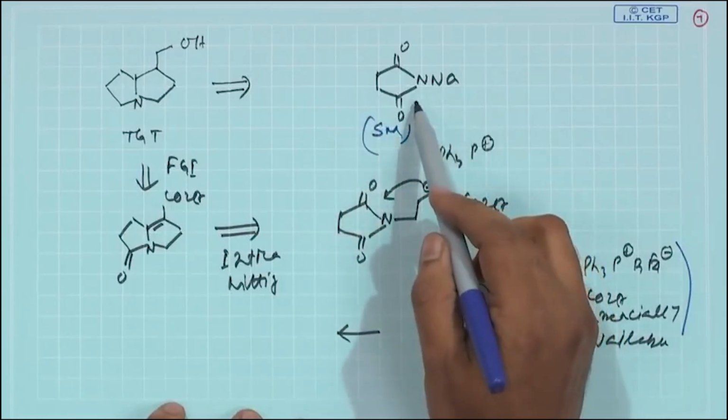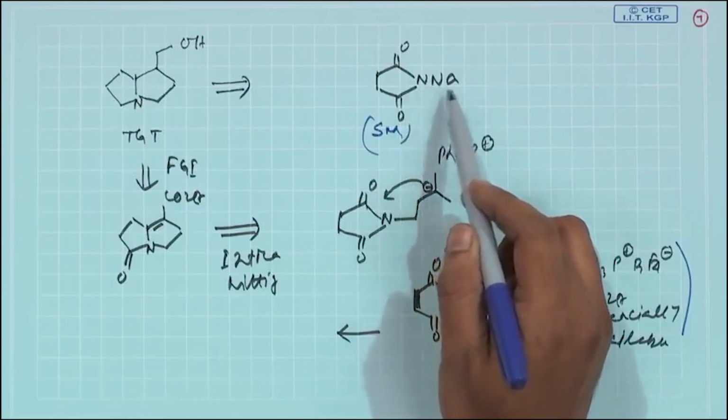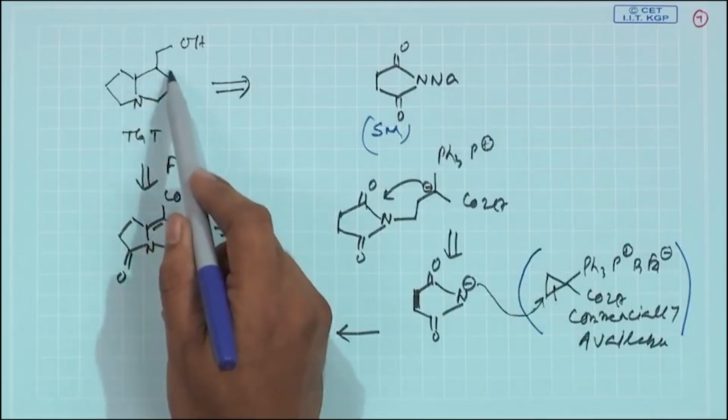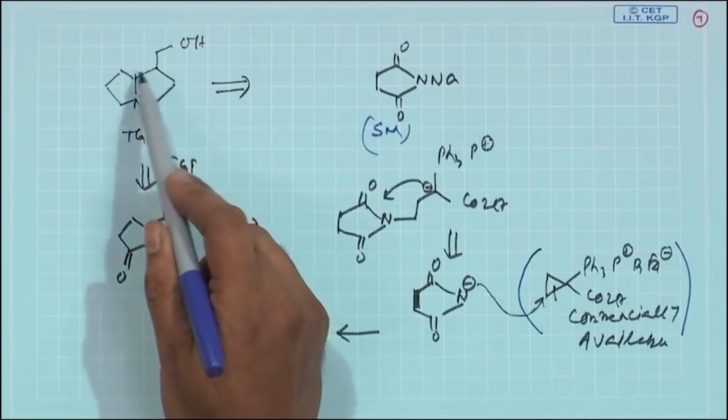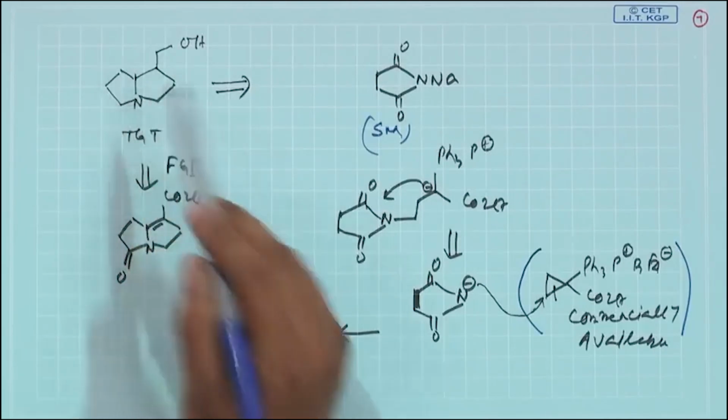A simple starting material like succinimide sodium salt can be used as a very good starting material to generate this kind of bicyclic nitrogen containing compound, as this motif is present in many natural products, many naturally occurring alkaloids.